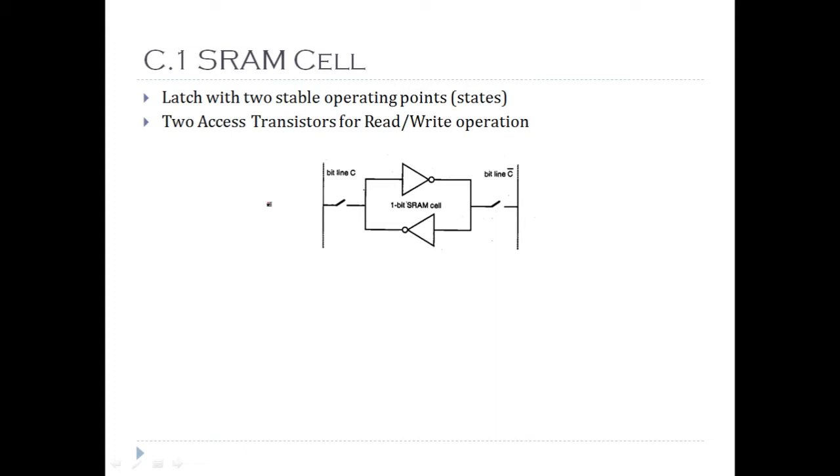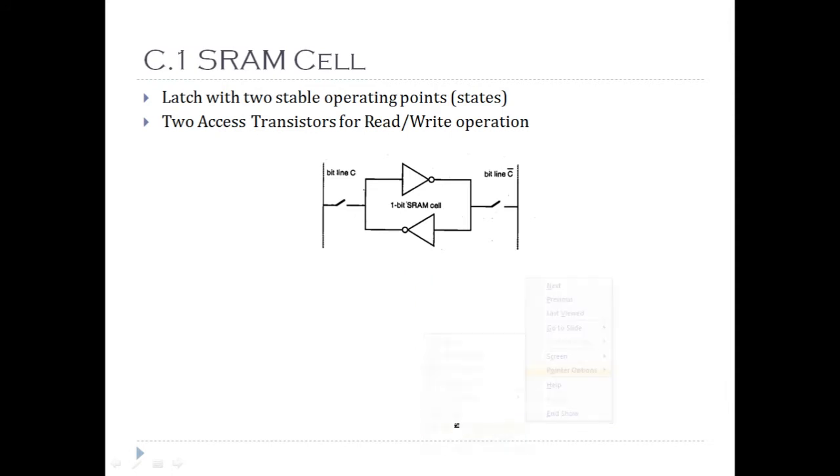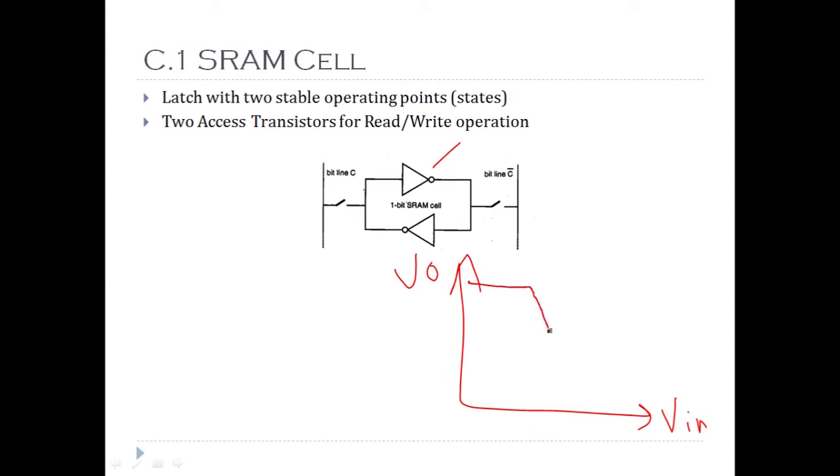I don't want to discuss this in detail, but if you want to know why there are two stable states, the answer is in the VTC of this inverter. Suppose I consider this first inverter, this is its output, this is its input. If I draw its VTC, which is voltage transfer characteristics, it will look something like this: output and input. This is one stable state and this is another stable state for the individual inverter.